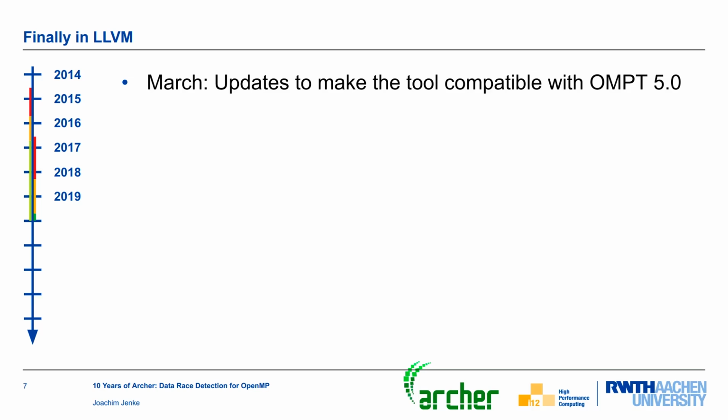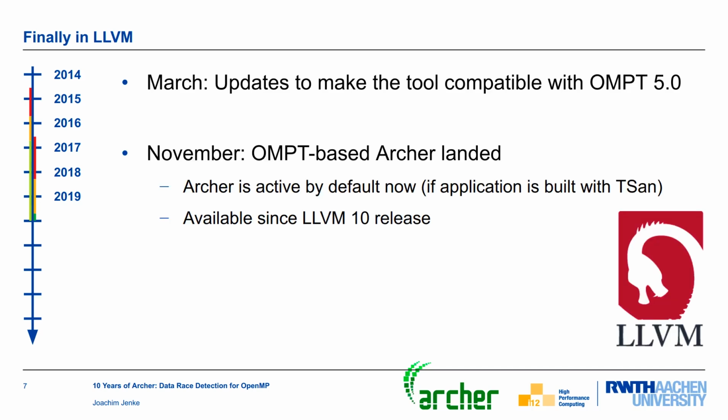And we also had to make the tool compatible with this new OpenMP implementation. So in March, we can see several updates for this merge request. In November, we finally got the tool accepted and the OpenMP-based Archer tool landed in LLVM. This is a great milestone in the development of Archer because now Archer was active by default as long as the application was built with TSan, of course.